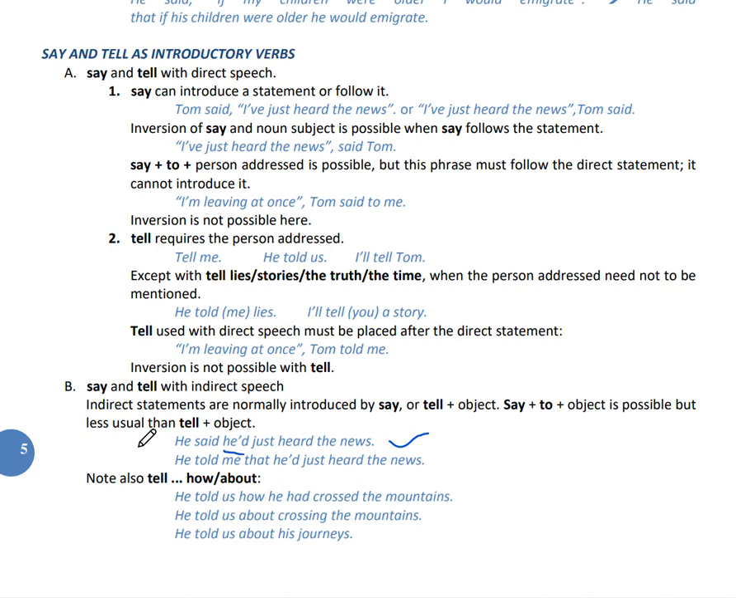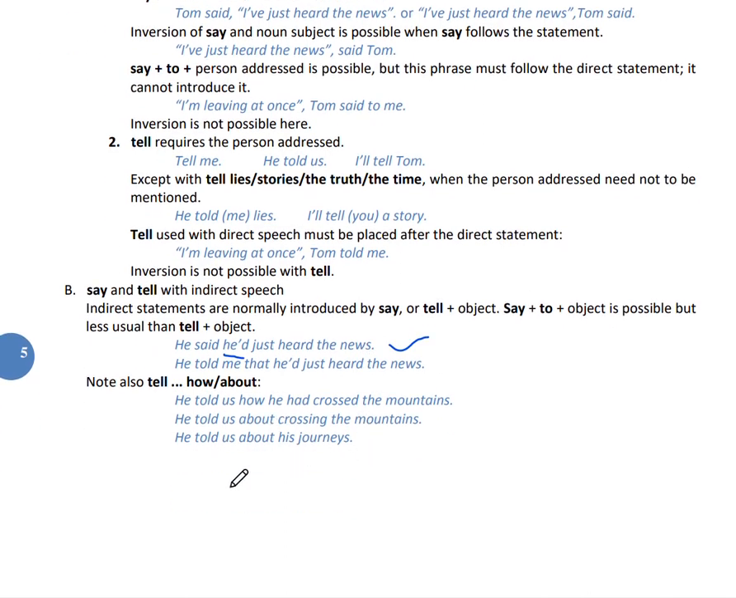Okay? Great. He told me that he had just heard the news. Great. Now, note also tell how about. So, he told us how he had crossed the mountains. He told us about crossing the mountains. He told us about his journeys.